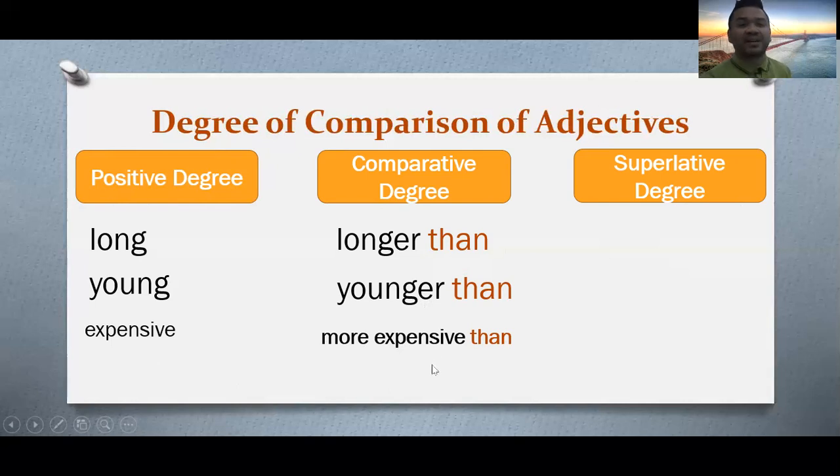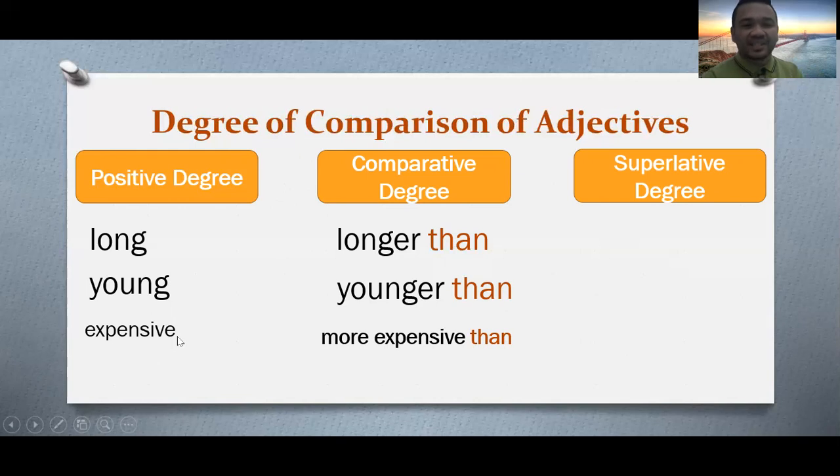So what's the rule here? Okay, the rule here is very easy. Now the rule here is if the adjective composes of one syllable, long, young, only one syllable. Okay, if the adjective has one syllable, you have to add er at the end of the adjective, and then you have to add than. Young, younger. Why? Young has only one syllable.